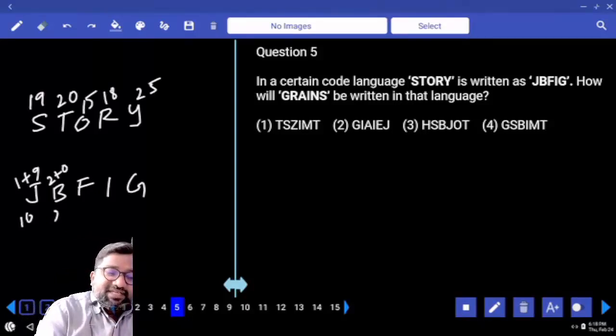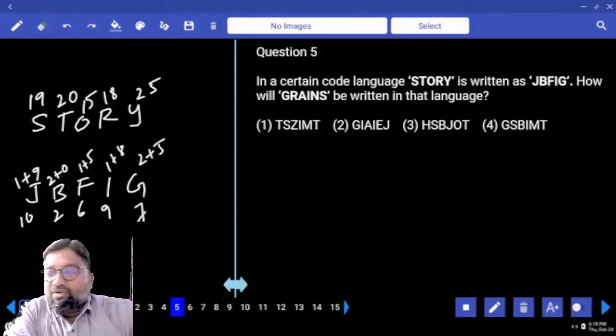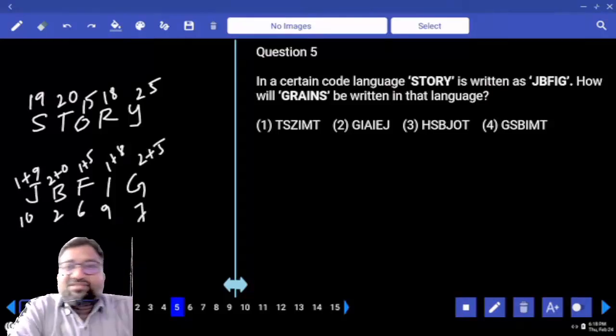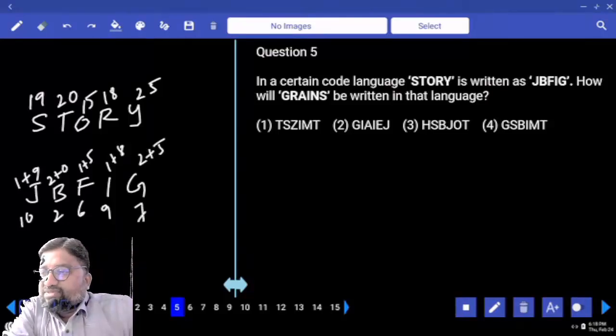F is 6. So where did I get this 6 from? 1 plus 5. And the next is 18. I is 9. This is 1 plus 8. G is 7. This is 2 plus 5. Sum of the digits in the place value.